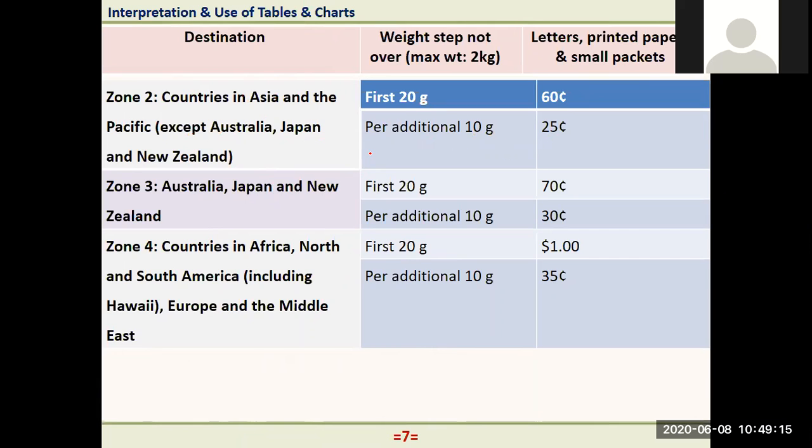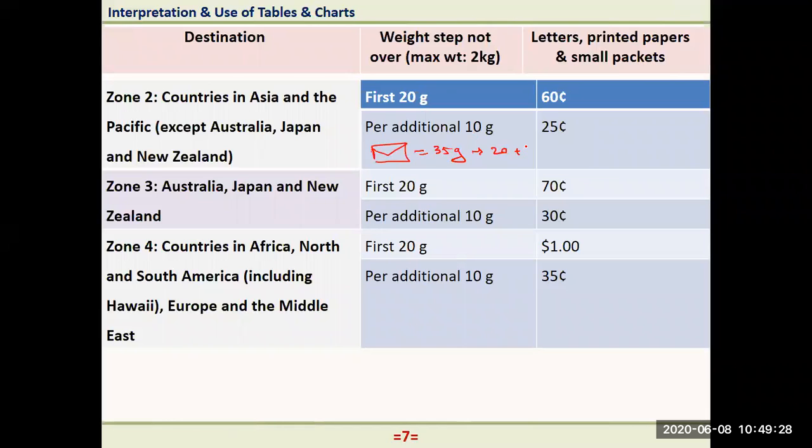For example, if you are sending an envelope, here this one is 35 grams. How much do you pay? For the first 20, I should write this as 20 plus 10 plus 5, right?